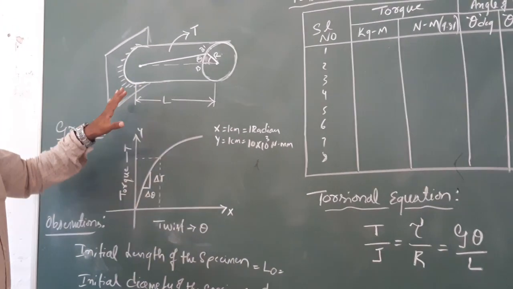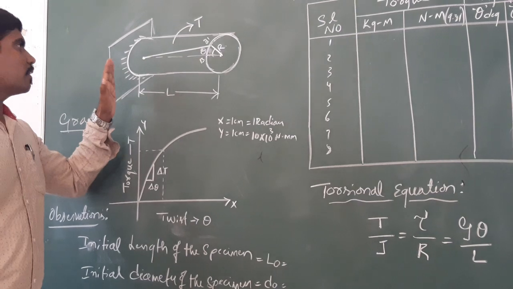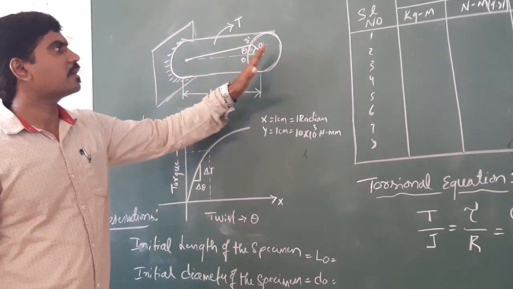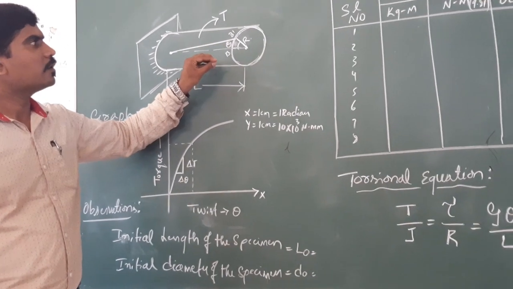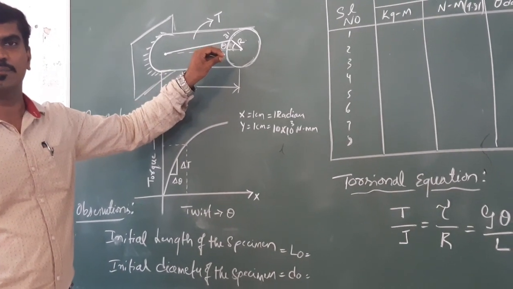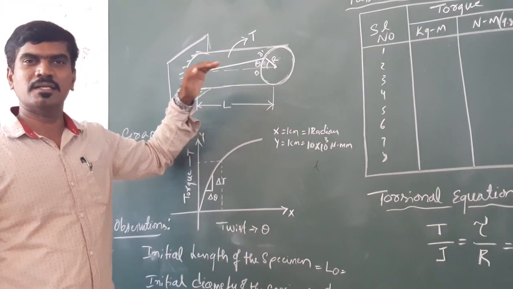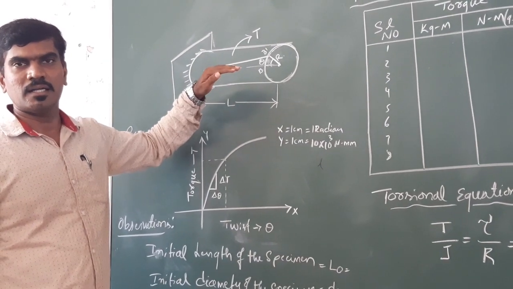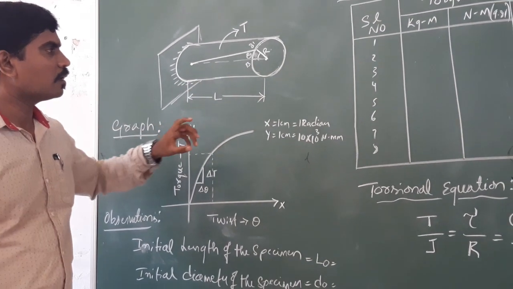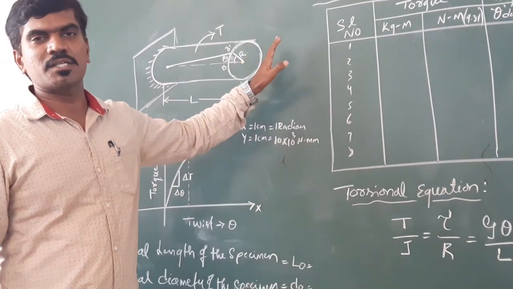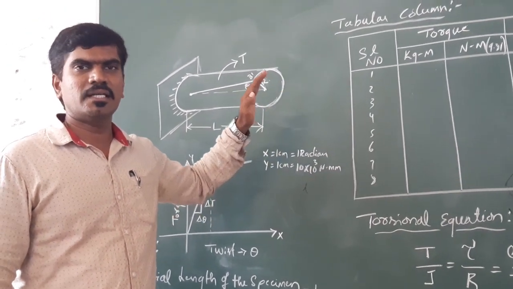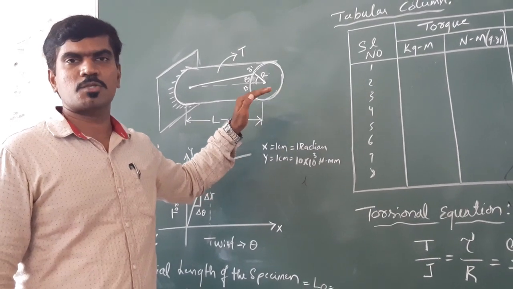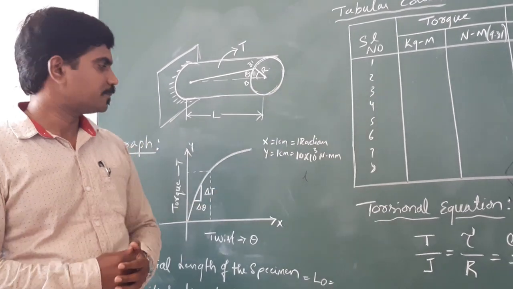Here first we have to fix the specimen. One is a rigid end and the other end is a rotating end. We have to apply the torque slowly, slowly increase the torque, and we have to fix the angle, that is theta equal to 0, theta equal to 30 degrees or 60 degrees. Every 30 degrees we have to take the corresponding readings of the torque.